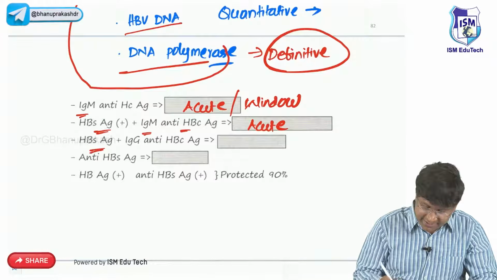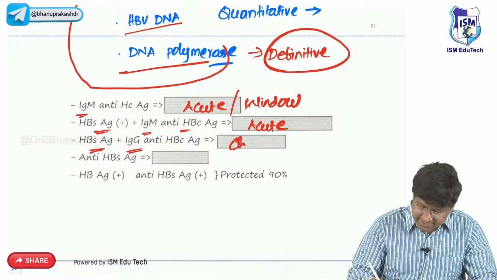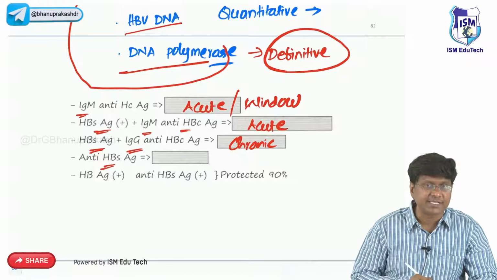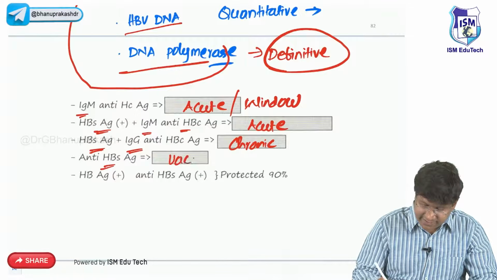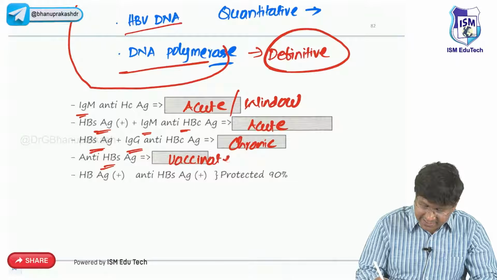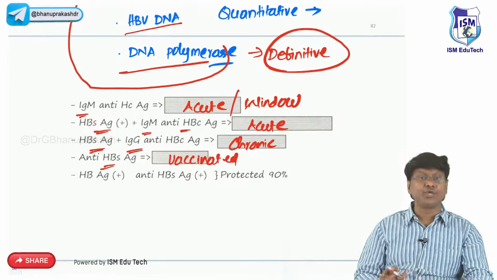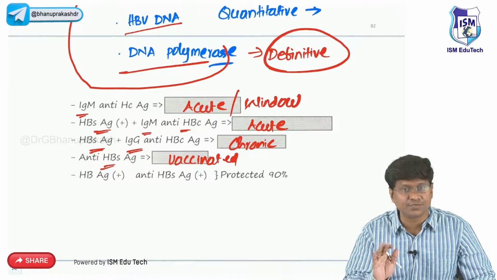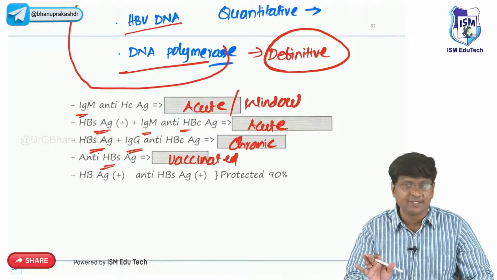And along with surface antigen, if there is IgG anti-HBc, that tells it is chronic hepatitis. And if there is anti-HBs, that tells that the individual is vaccinated, or immune, or cured of the disease. Okay, right. So this is about the serological markers, which is a very important question in hepatitis B.